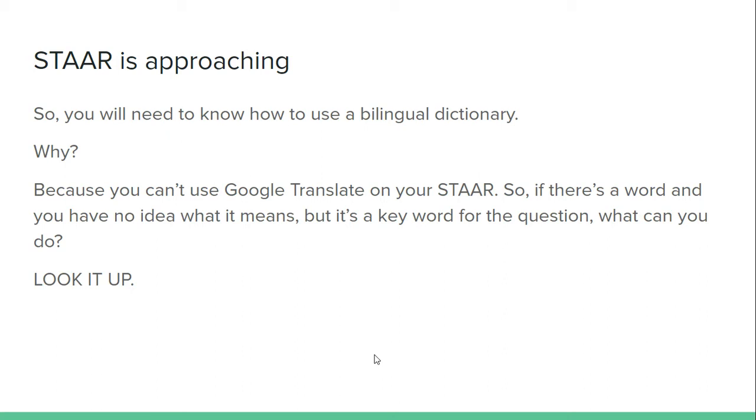Okay, so normally you would just pop this into Google Translate and get your answer. Or maybe you have a whole sentence that you don't really understand. So what you can do is find one or two words from the sentence that you think are important and look those words up. That way you have a better understanding of what the whole sentence means. This is going to take a lot more time than using Google Translate, but you all have extra time to take your test. So you have plenty of time. So please look up these words.